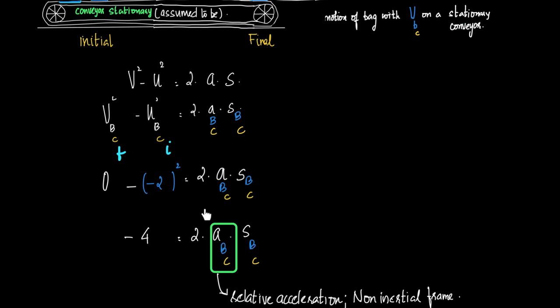So minus 4 is equal to 2 into, since you're using relative motion, every other parameter should be in the relative form, which means acceleration here is also acceleration of bag with respect to conveyor, and so is displacement, which is displacement of bag with respect to conveyor. But since this is relative acceleration in a non-inertial frame, you just can't say that acceleration of bag with respect to conveyor is acceleration of bag minus acceleration of conveyor. Why? Because this is a non-inertial frame, and what comes into picture in a non-inertial frame?